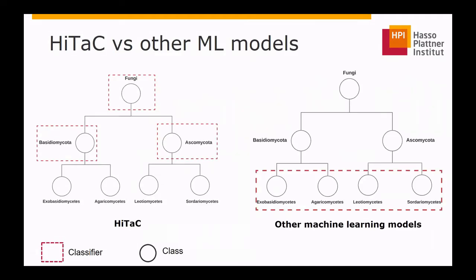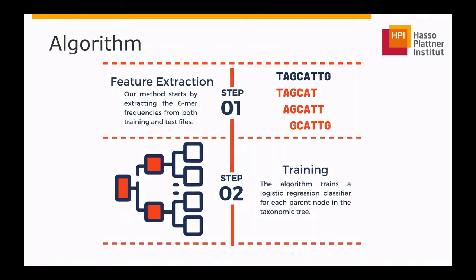So what differs HiTaC from previous machine learning models for ITS classification? In HiTaC, a local classifier is trained for each parent node of the taxonomic tree. By contrast, in previous machine learning models, there is usually only a single model trained with the leaf nodes of the taxonomic tree. HiTaC's algorithm starts by extracting the ECCB frequencies from both training and test files. This parameter is flexible and can be changed by the user.